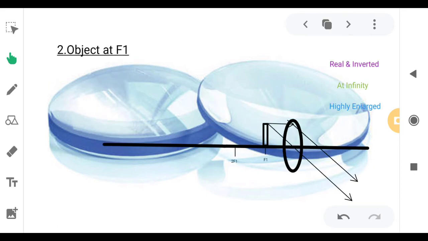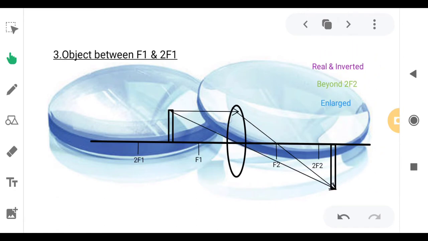Next concept is object at f1. If the object is placed at f1 and there is a rectangular cloth, the image will be real and inverted, formed at infinity, and it will be highly enlarged, a very big image. So these things we have to remember.